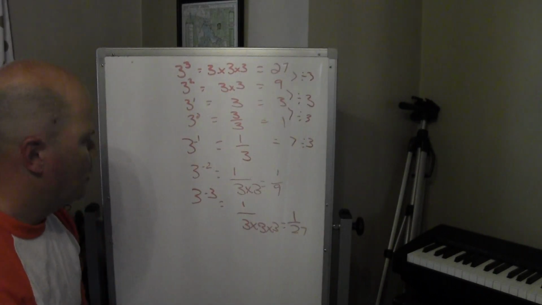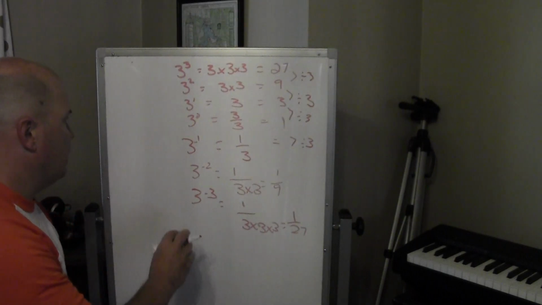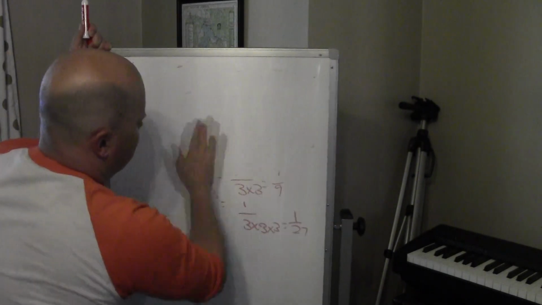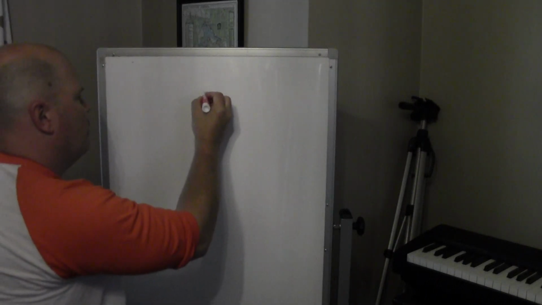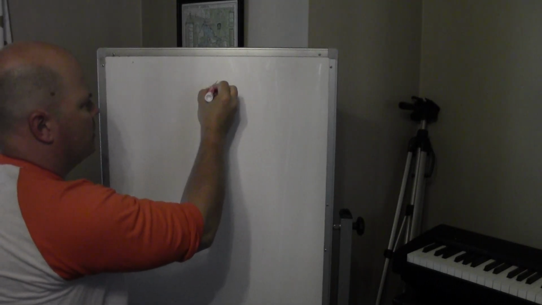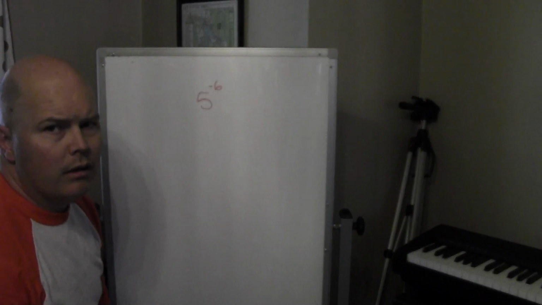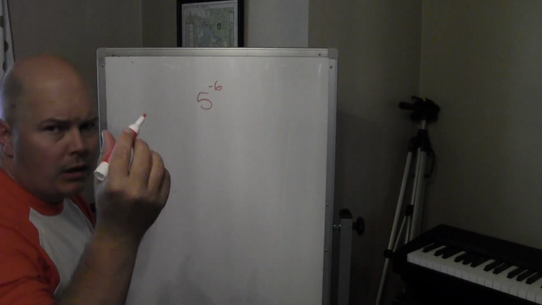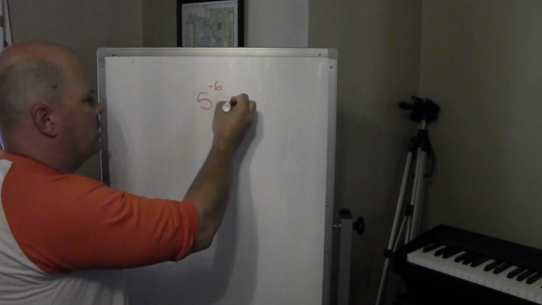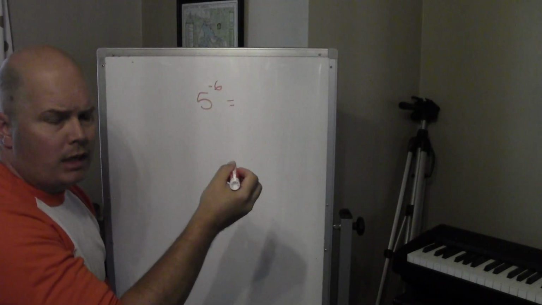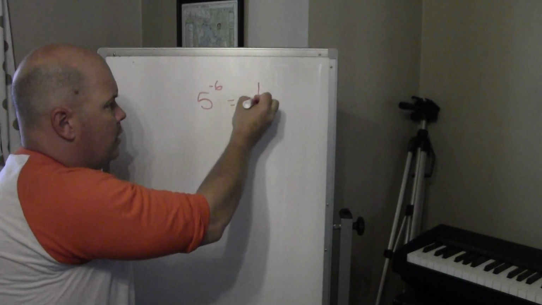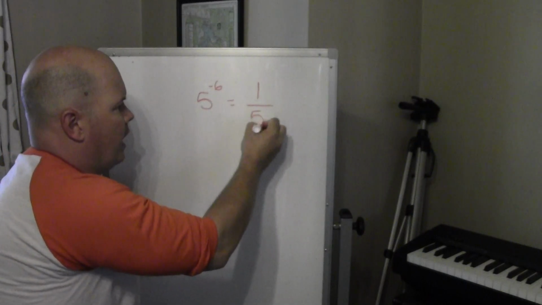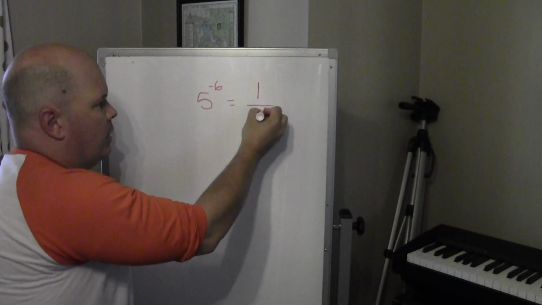Some students like to notice the pattern. So if we erased all this real quick, and they see, let's say, 5 to the negative 6th power, instead of drawing out the chart, they say, okay, I know if I have a negative exponent, whatever's in my numerator is going to flip to the denominator. So I'm left with 1 over 5, and then my exponent becomes positive.